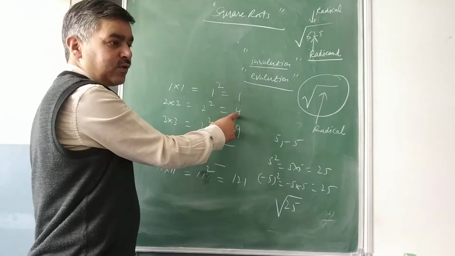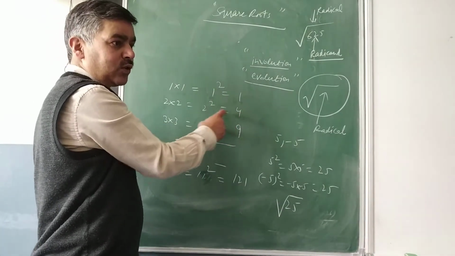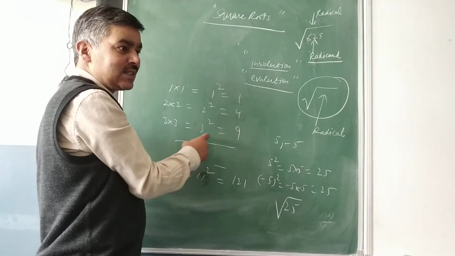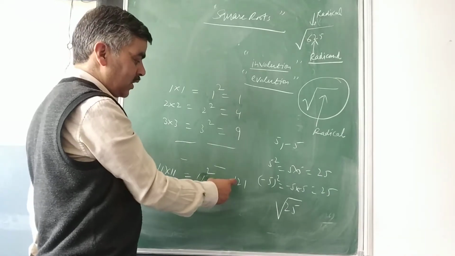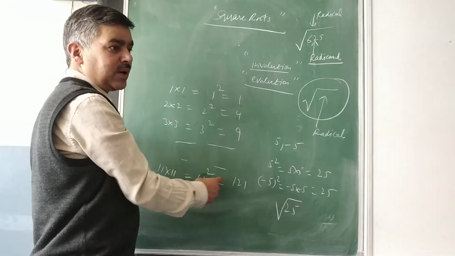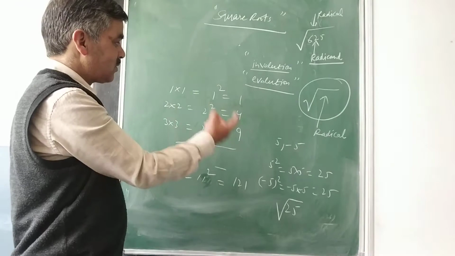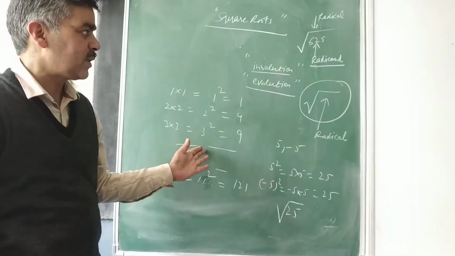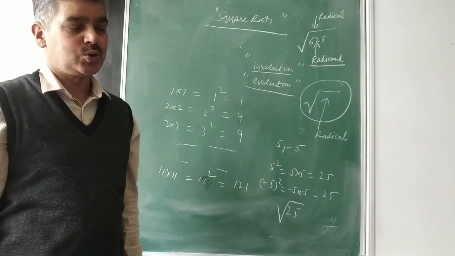This is the square of 2, so square root of 4 is 2. This is the square of 3, so square root of 9 is 3. This is the square of 11, so square root of 121 is 11. So one process when you are multiplying twice is called involution, and when you are taking the square root of that particular number, that is called evolution.